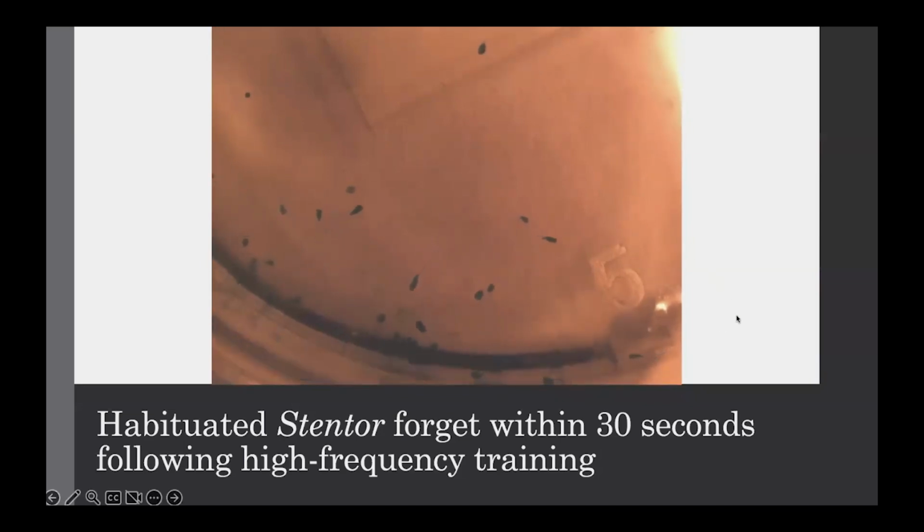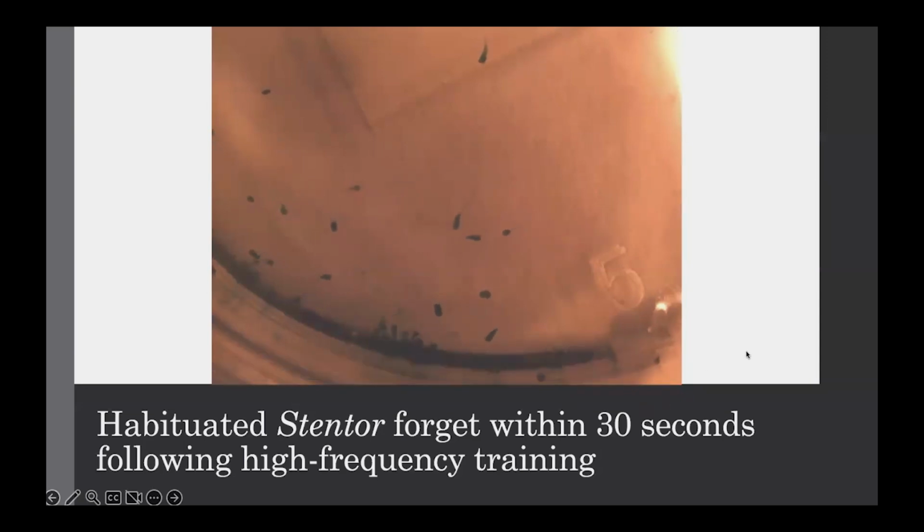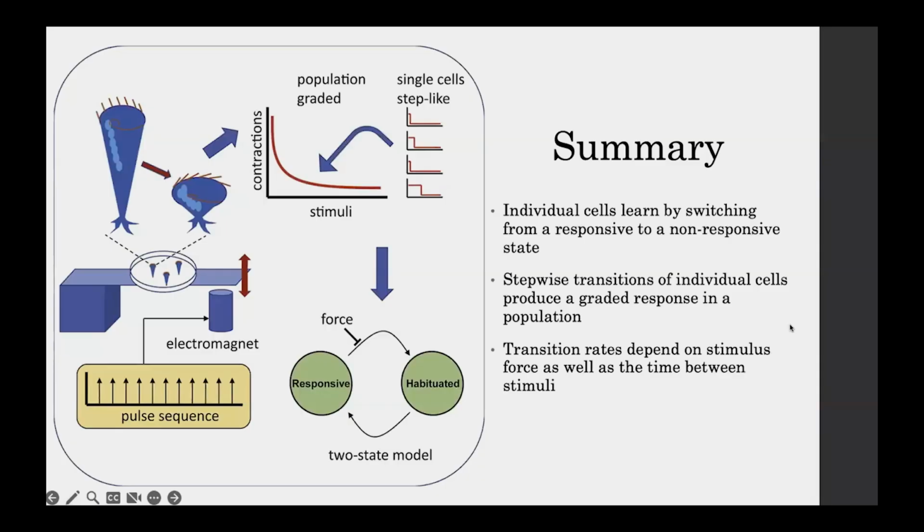All right, so there it was. And you can see almost all the cells contracted. I'll play that contraction one more time. So there it got the pulse and then almost all the cells contracted. So while normally the cells can remember for at least 15 minutes or a few minutes after training, here the habituated stentor forgot within 30 seconds.